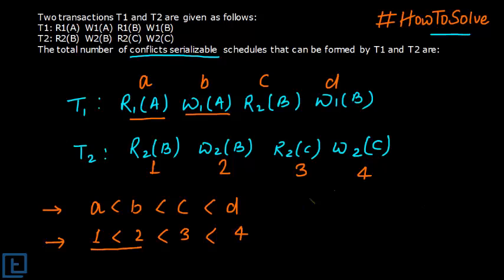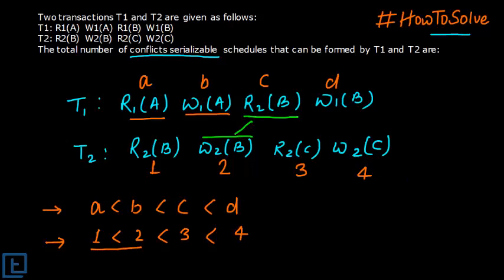First, we need to find out what the conflicting operations are. If you consider A and C, these are different operations on different variables, so these are not conflicting. Now if we go to this R2B, a read is being performed on B by transaction T2, whereas we have a write on the same variable by transaction T1. So this pair is a conflicting pair, right?